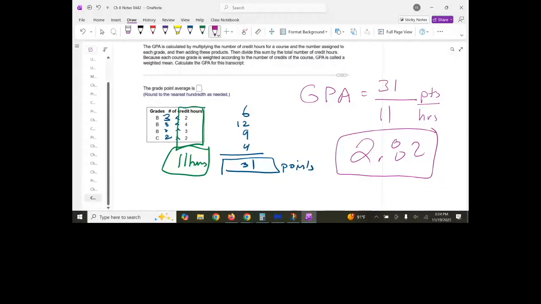That would be like a high C GPA, right? Why? Because C's are worth 2 points. So you're almost at a 3.0, but you got a 2.82. And that's how you find your GPA.